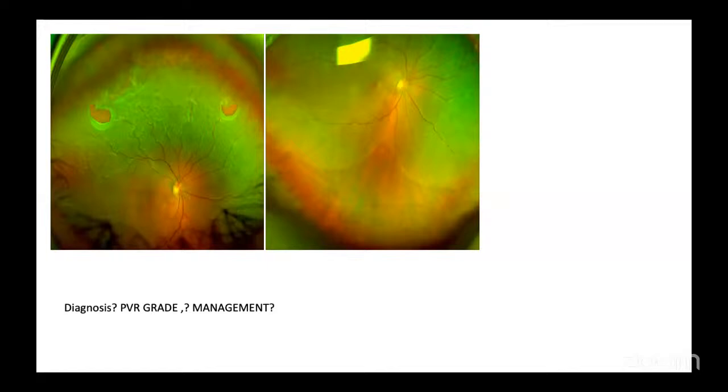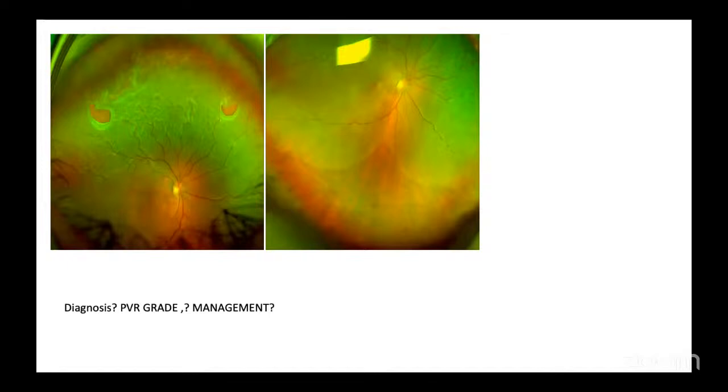Suppose this patient has come to your clinic. After you have seen what are the most important things you do? You see the vision, yeah, and the relative afferent pupillary defect, and you ask about the duration of detachment.